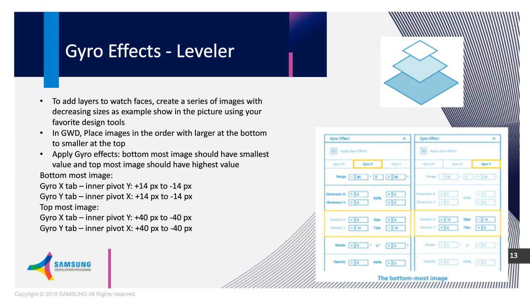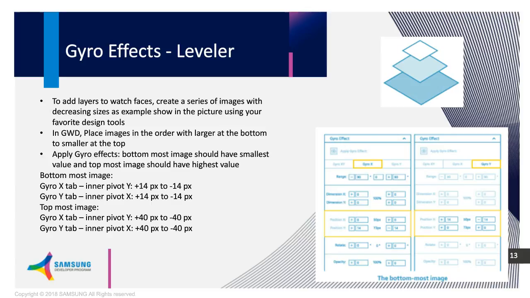Moving on to the next effect, something called leveler. To add levelers to your watch face, you can create a series of images with a different sequence of sizes, like either they are increasing in size or decreasing in size, as it is shown in the image to the right. And in the GWD, place these images in the order, either from larger to smaller or smaller to larger, however you like. And the gyro effect, you can apply in the gyro functionality properties tab.